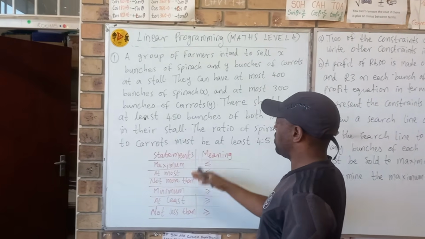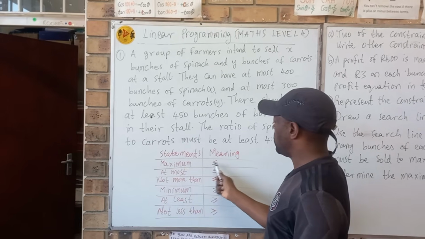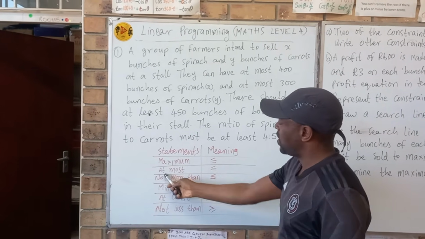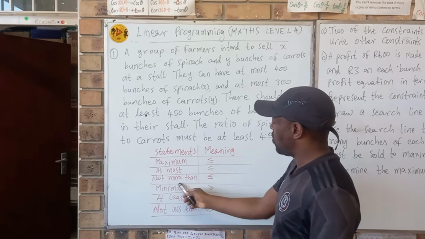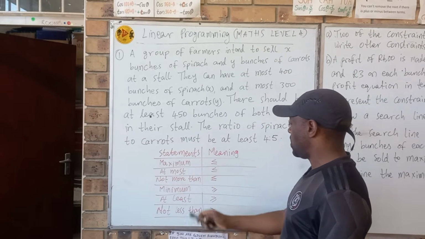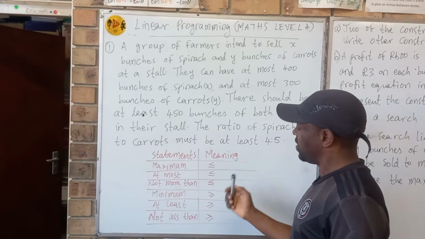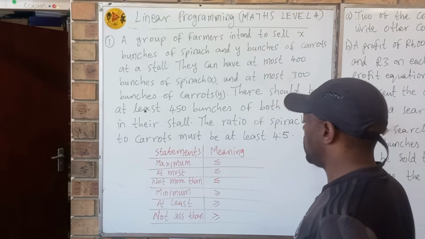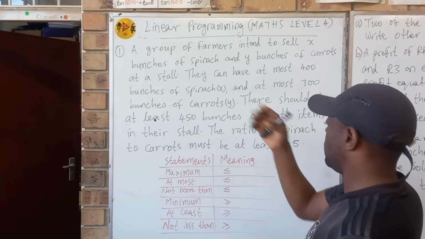When you read the question, look out for statements like maximum, and the meaning is less than or equal to, at most, the same thing, not more than, the same thing, and the last three are opposite of the first. Minimum is greater than or equal to, at least is greater than or equal to, and the same thing will be not less than. So we'll go through the problem.